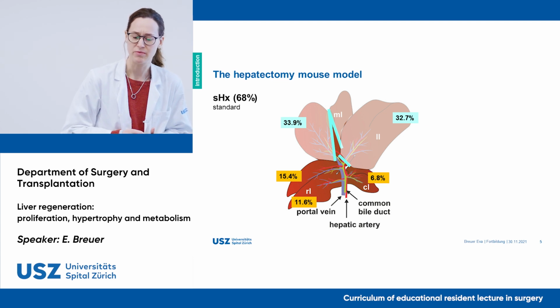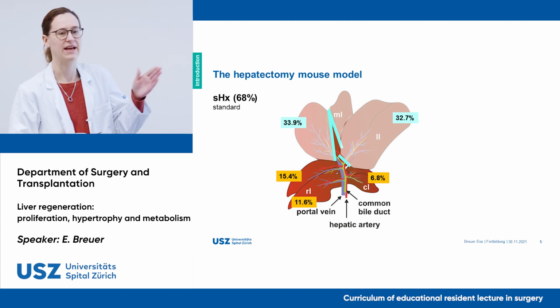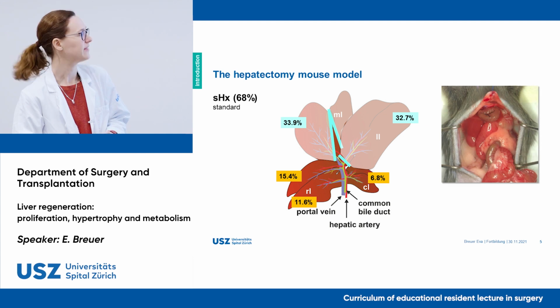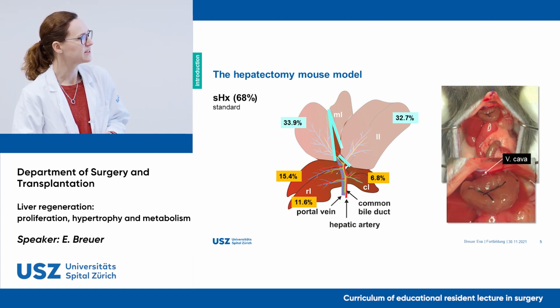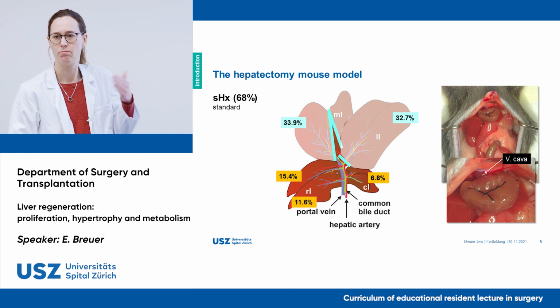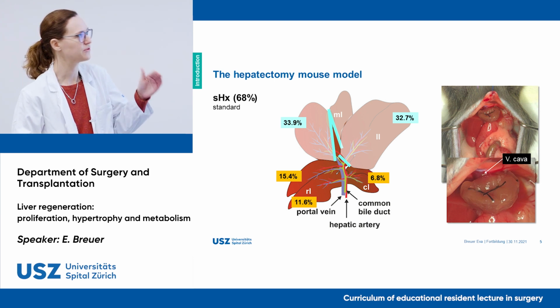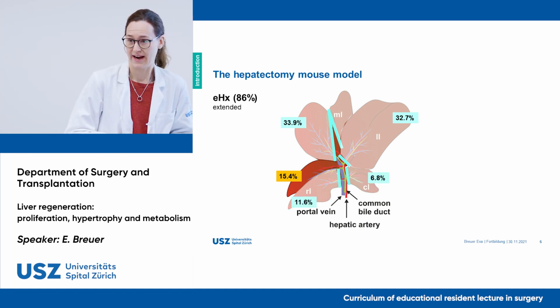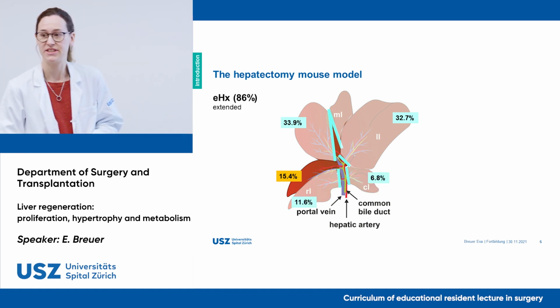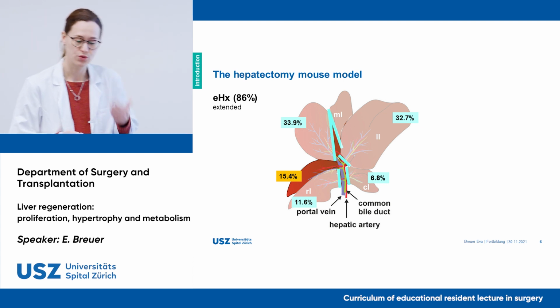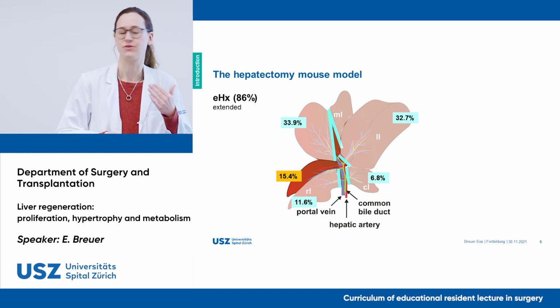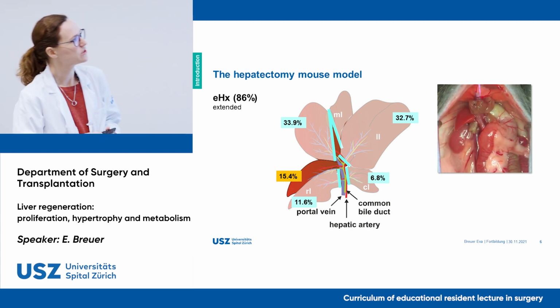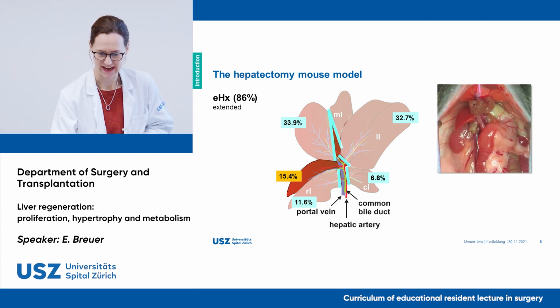This is the liver in situ of a mouse, and our standard hepatectomy model is a 68% hepatectomy model, where we take away the middle lobe and the left lobe. This looks like that in the animal, and you can see that we really try to take away most of the tissue of the segments we remove. On the other hand, we have the extended hepatectomy model, where we take away the caudate lobe and the right anterior lobe, and in situ this looks like that.